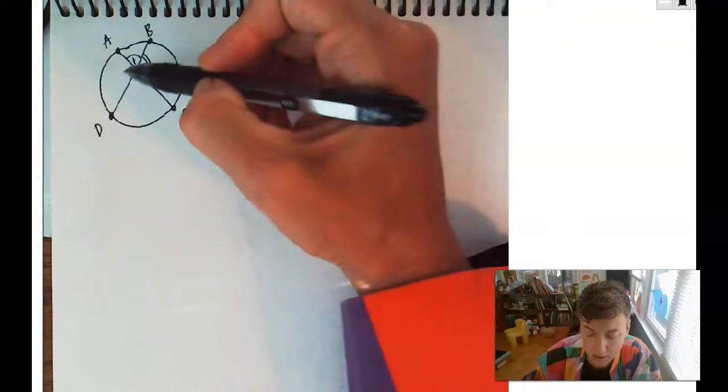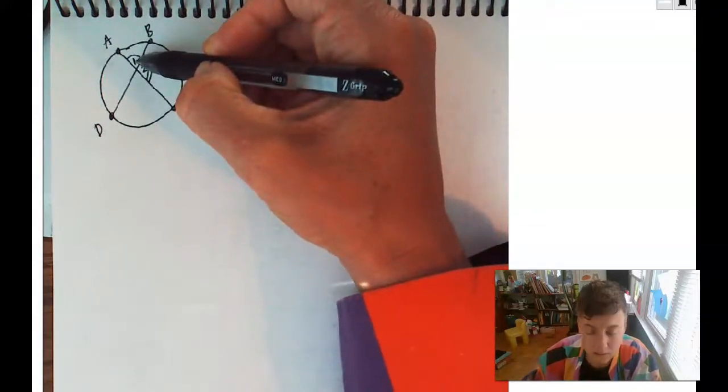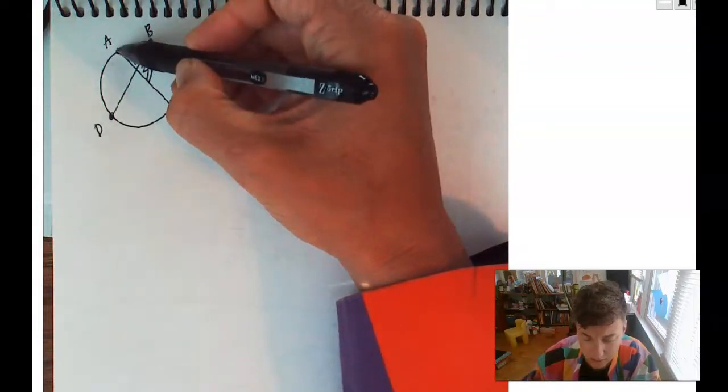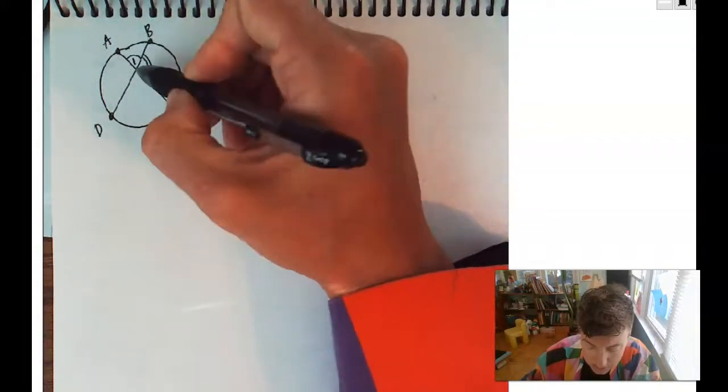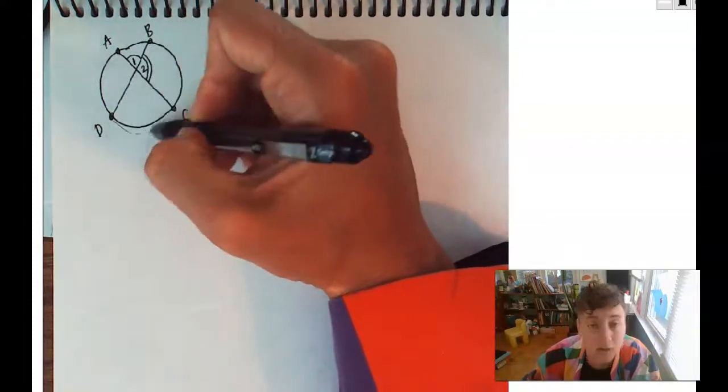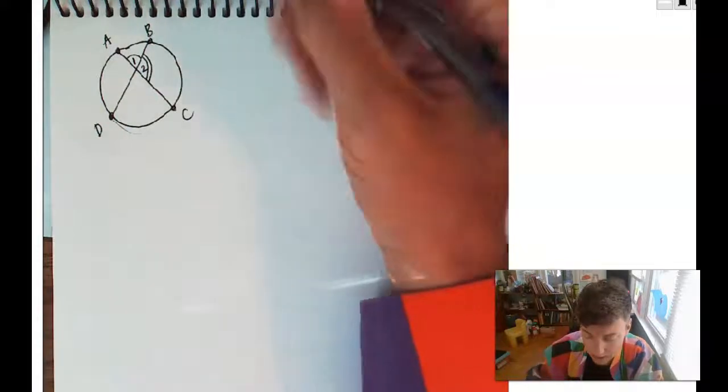Now this next theorem says if you have 2 chords that intersect on the inside of a circle, then the measure of each of these angles, so the measure of angle 1, is equal to 1/2 of the arc it intercepts and the arc its vertical angle intercepts. So let's write that out.